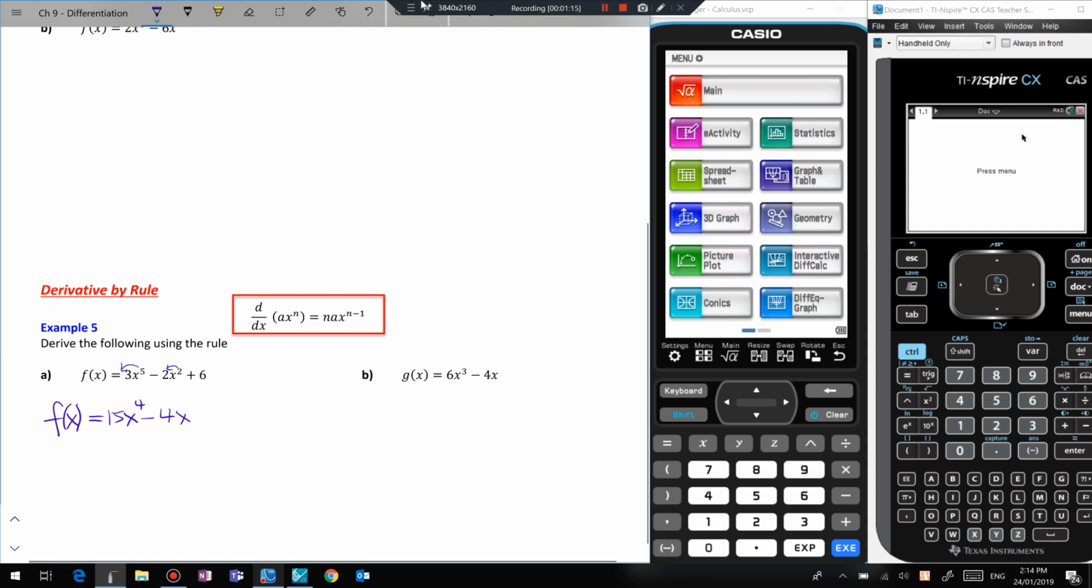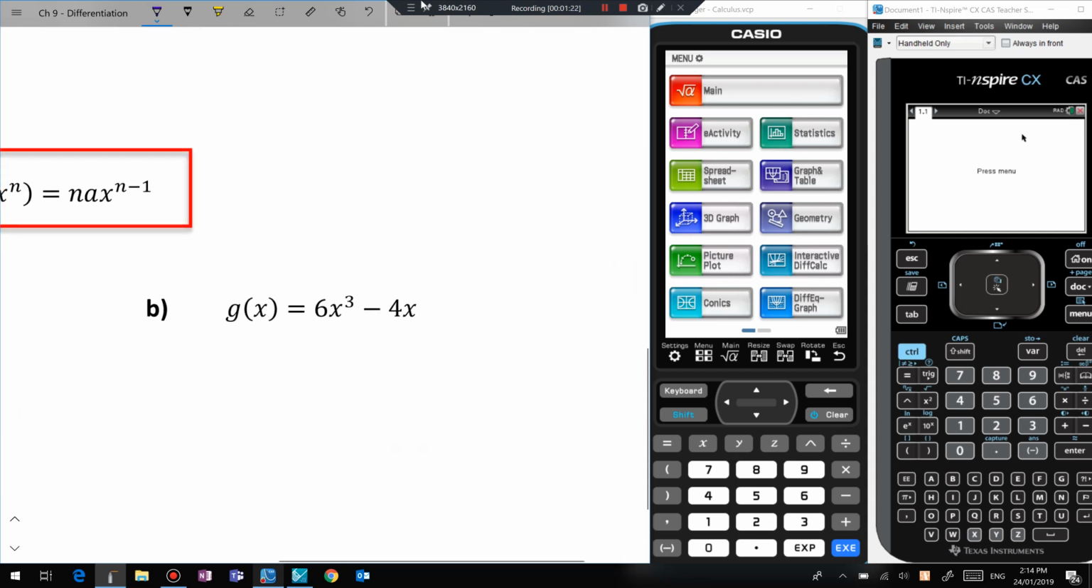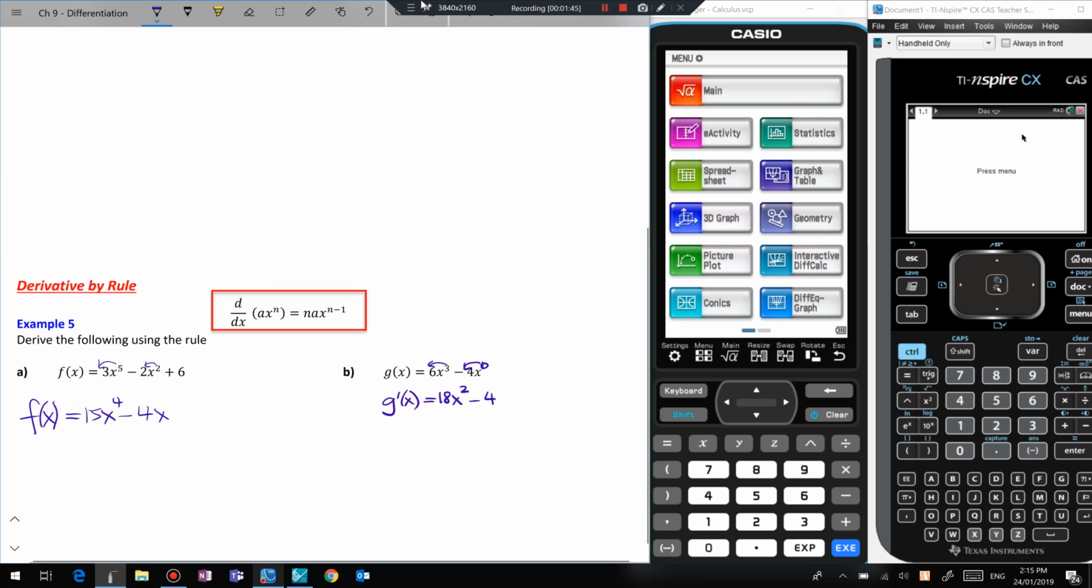Now, if you had done that by first principles, you'd get the same answer. It'd just take you a hell of a lot longer. Okay, so in this case here, g dash of x, we bring our 3 down to the front, 18x squared. So we brought our 3 down, multiplied it by the 6, and then took 1 away from the power. Minus 4, I have a 1, if I bring it down to the front and multiply it, that becomes x to the naught, which we know x to the naught is just 1. So we get 18x squared minus 4.